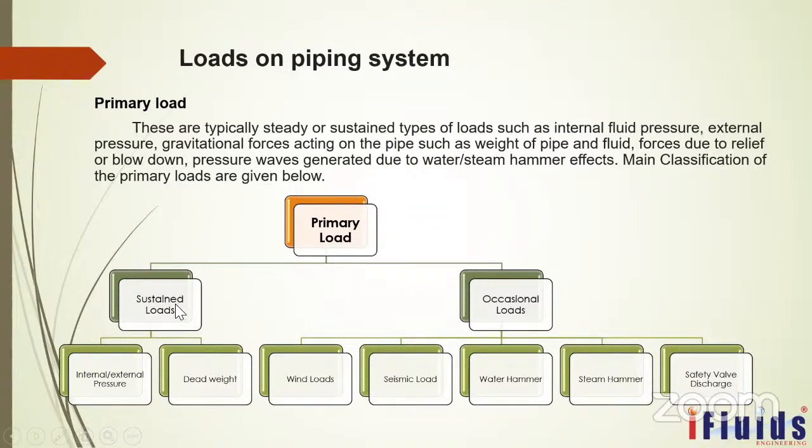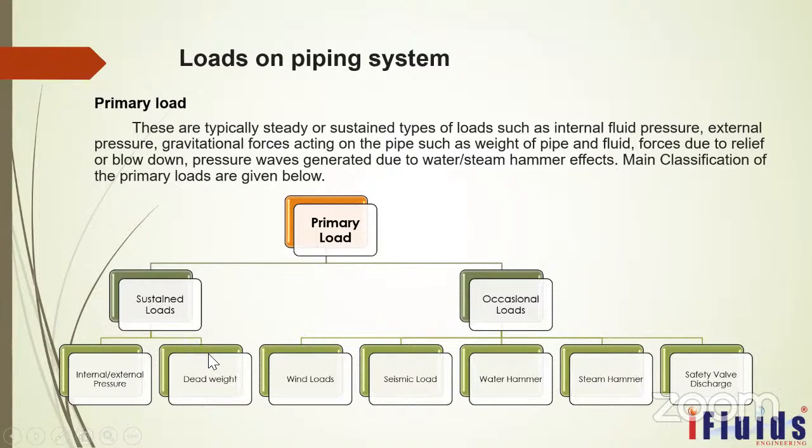As we see here, the sustained load, another one is occasional loads. Sustained load means it is a constant load. It will always be available on the pipe, like internal and external pressure. External pressure is atmospheric pressure. It is not going to vary. It is always constant. And the internal pressure is whenever the piping system is alive, whenever it carries the fluid, this pressure will also be constant throughout the operation, and external pressure is also constant.